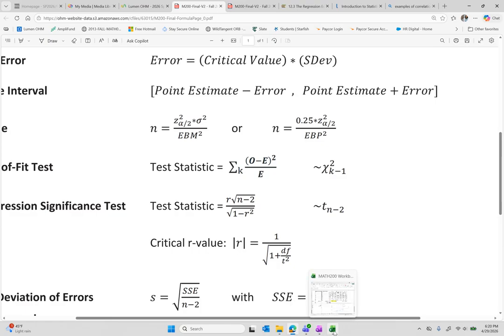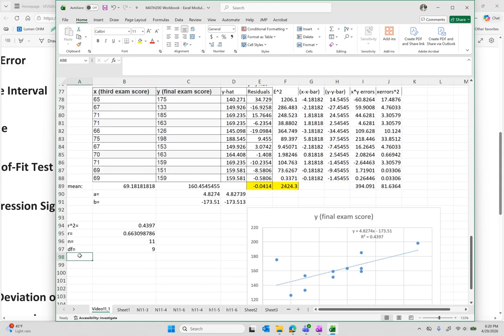So let's try to apply this formula here. So this is my test statistic, T, and that will equal to R, which I found here, times the square root of n minus 2, which happens to be the degrees of freedom, divided by the square root of 1 minus R squared, which was given to us by Excel when we asked for the equation of the line. So I have a test statistic approximately 2.6576.